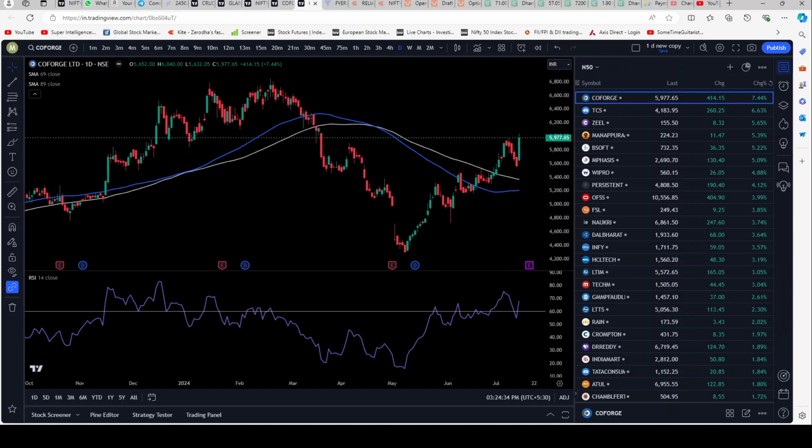Now the strategy is very simple, guys. We need to wait for the RSI to go above 60, and we need to wait for the line to go above 69 and 89. We will only enter into the trade once the chart has gone above 69 and 89 collectively, and at the bottom RSI has gone above 60.